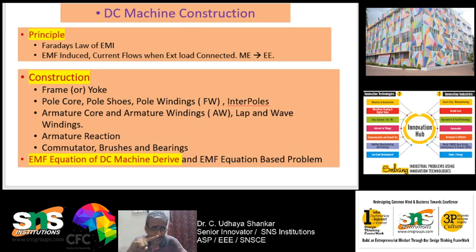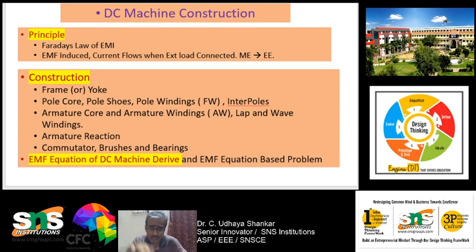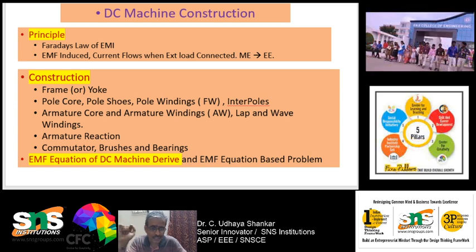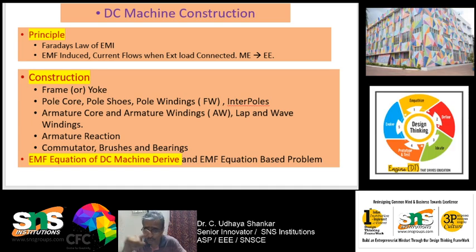Whenever a conductor moves in a magnetic field, please assume that a conductor is moving in a magnetic field, it will cut the magnetic field, and because of this an EMF, that is electromotive force, also called voltage, is produced in the conductor. If an external load is connected to that conductor, the EMF will generate a current that will flow through the loop, through the external load. This is how the generator works.